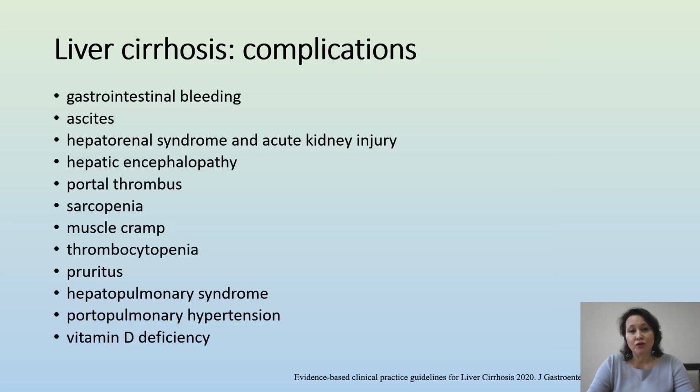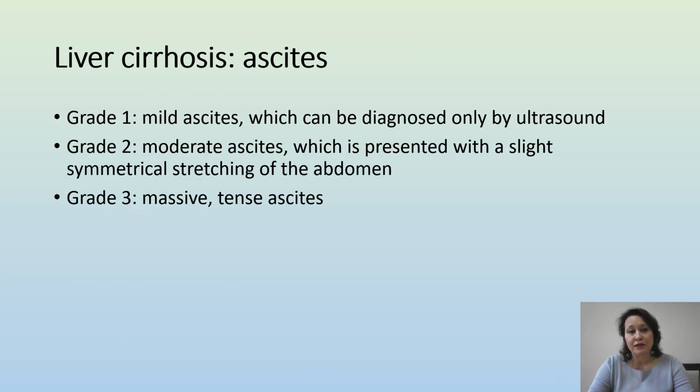Patients with liver cirrhosis have a lot of complications, and here you can see a list of such complications like gastrointestinal bleeding, ascites, acute kidney injury, hepatic encephalopathy, thrombosis, sarcopenia, muscle cramp, thrombocytopenia, itching, hepatopulmonary syndrome, portopulmonary hypertension, vitamin D deficiency, decreased albumin, and it's not the whole list of complications a patient with liver cirrhosis has. About ascites, one of the very common complications in cirrhosis, there are several grades of ascites.